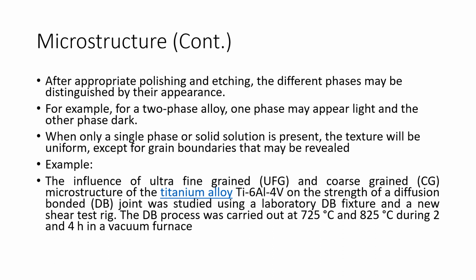The DB process was carried out at 725 degrees C and 825 degrees C during 2 and 4 hours in a vacuum furnace. So different experimental procedures are published in this paper, and results for the 2 hour and 4 hour vacuum furnace runs are also published. In the preceding slide we will present some microstructures of titanium alloy.